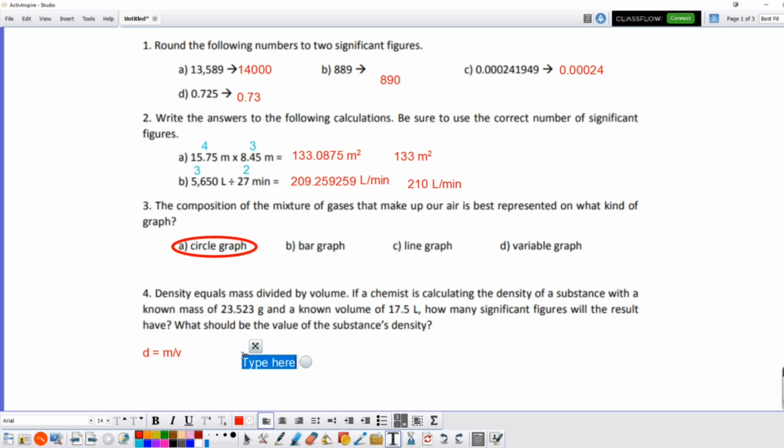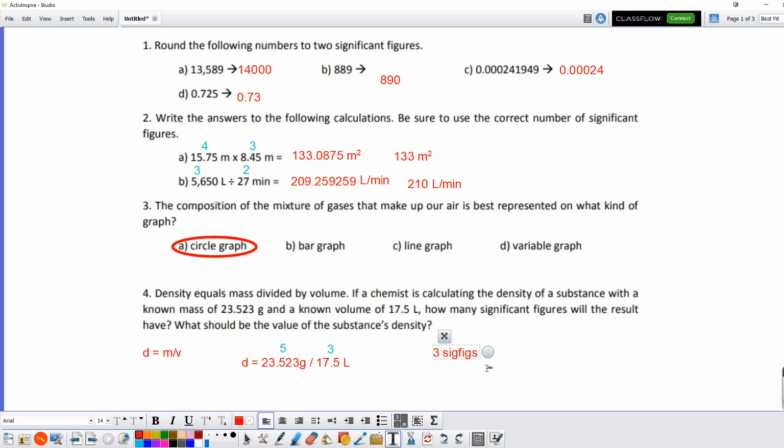If we just plug in these values, density is equal to the mass of 23.523 grams divided by, let me fix this, I typed this in wrong, 17.5 liters. How many sig figs are there in 23.523? Well, there's 5 sig figs there. And how many sig figs are there in 17.5? 3 sig figs there. So our answer has to be 3 sig figs. That's the answer to the first part: we need 3 sig figs.